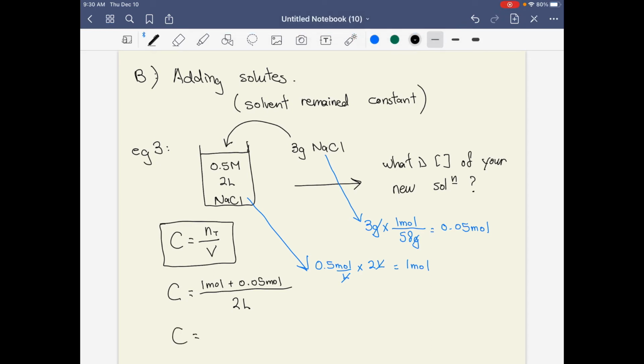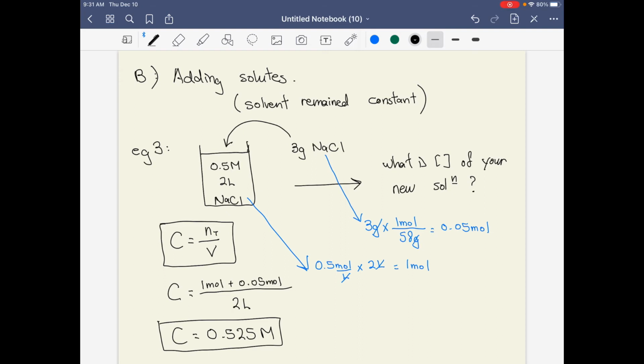Let's do the math. Okay, so this is 1.05 divided by 2. So the answer is 0.525 molar. Now, after doing this, you should ask yourself, does the answer make any sense? Is it 0.525 molar? And of course it is.